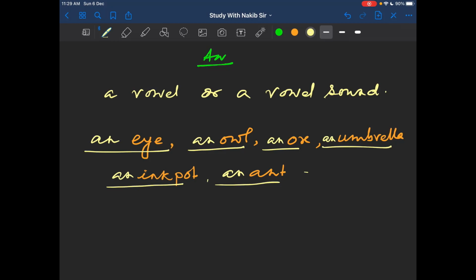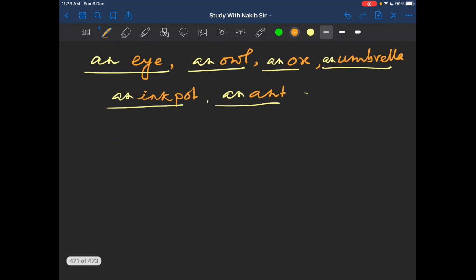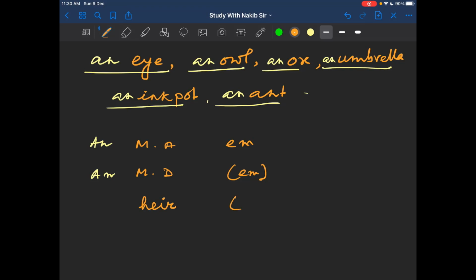See, M-A. M, with E coming at the beginning. So it is an M-A. He is an M-A. Again, an M-D. He is an M-D. Again, at the beginning, E is coming. Another one, heir. H is silent. Heir, like air, E is coming.